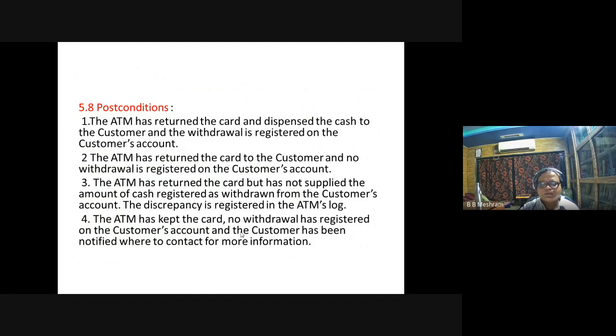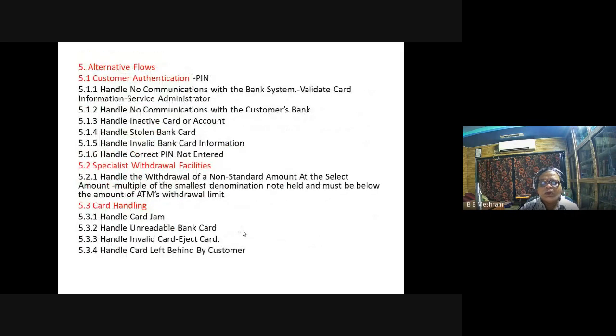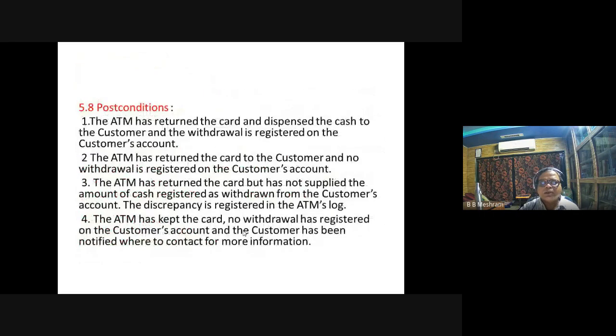The ATM has returned the card but has not supplied the amount of cash registered as withdrawn from the customer's account. The ATM has kept the card, no withdrawal has registered on the customer's account, and the customer has been notified where to contact for more information. So, depending on the basic flow of events and alternative flows, the use case will be executed, and you will observe the post condition of the system.